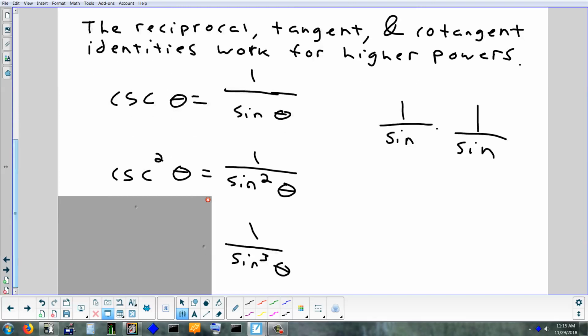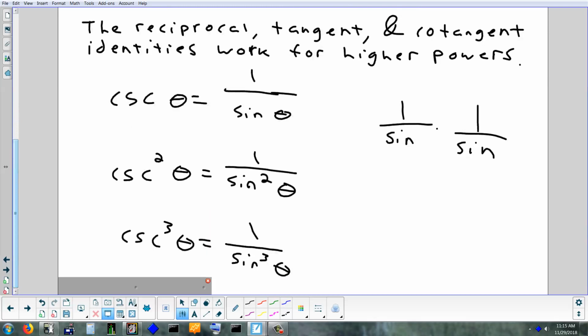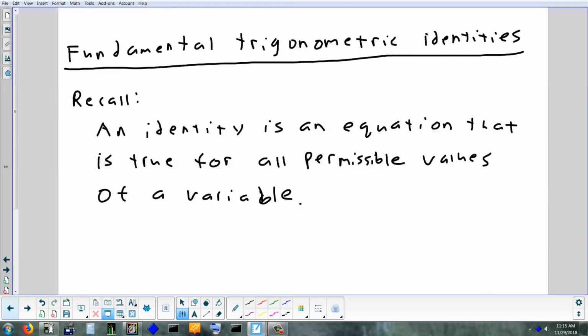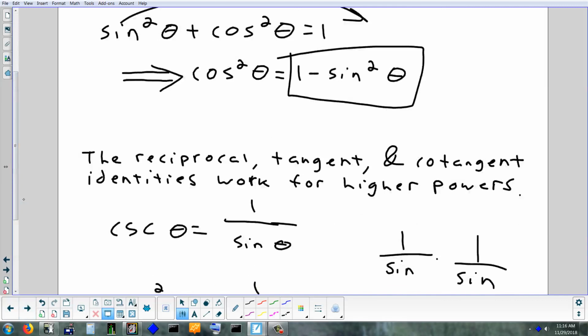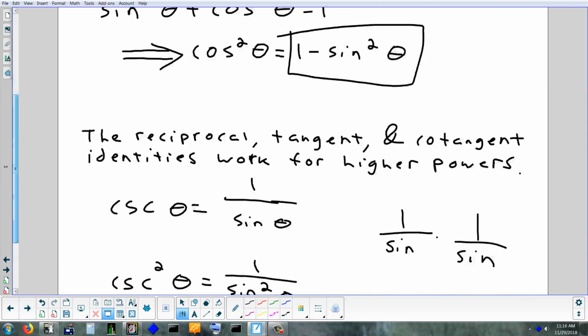How about 1 over sine cubed? What do you think that would give me? Chris? Cosecant cubed. Yeah. So what I could do, if I wanted, is go back to those basic identities and put powers of n on all of them. If you flip sine to the n, you get cosecant to the n. I'm not going to write them all in because it'll look more complicated, but that's a couple things you can do with basic identities.